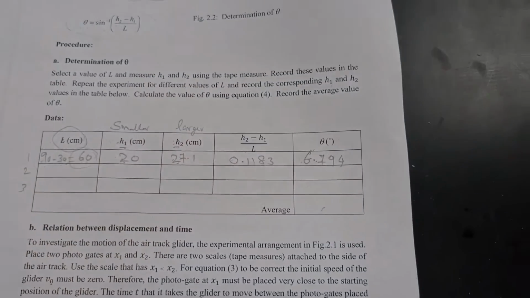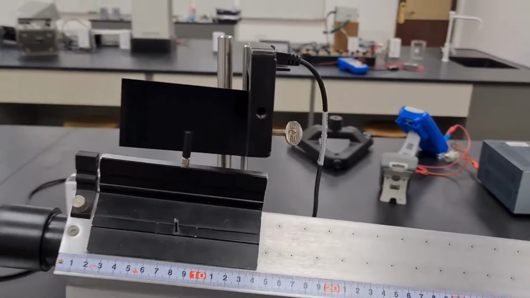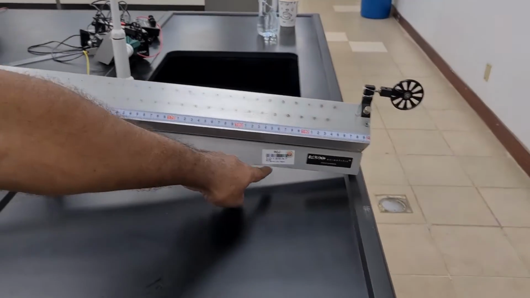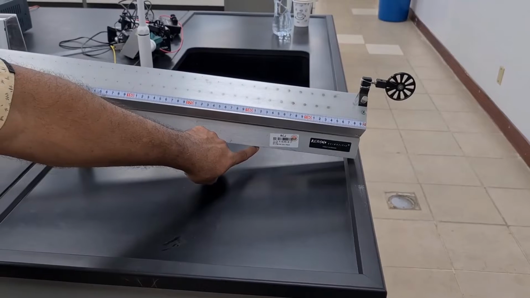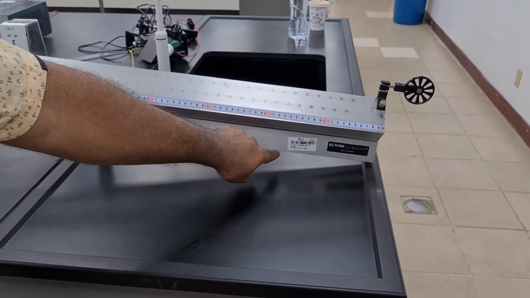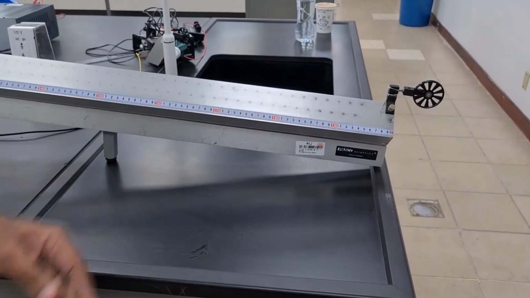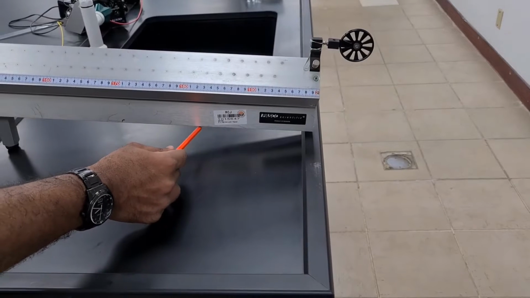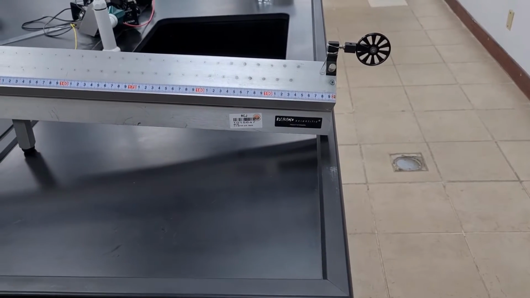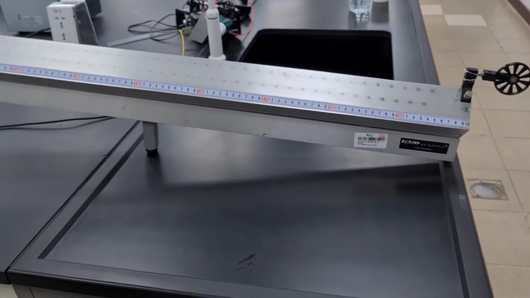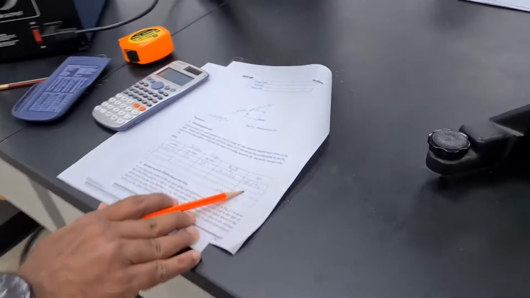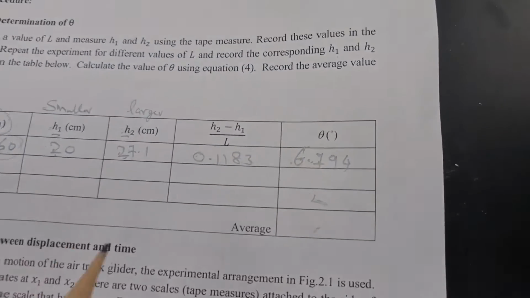Generally, if you just see the apparatus, you can see that corner. We have an inclined position. That means we have only one angle, and that angle we measured is 6.79. Clear? So here the apparatus is inclined with some angle. We have only one angle here, and this angle we measured from the first table. Clear? So we got the theta value as 6.79.